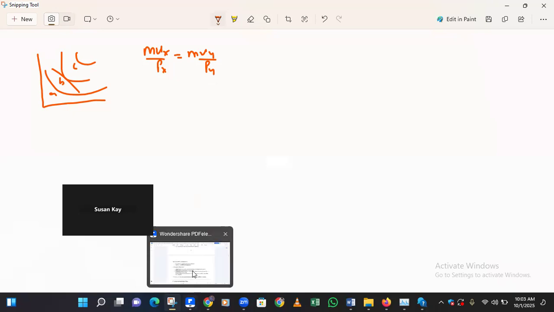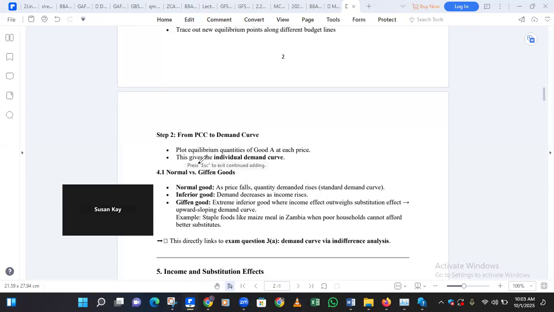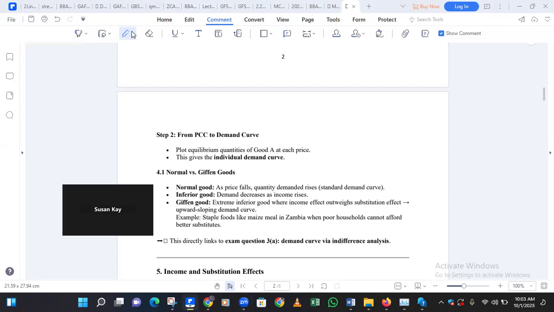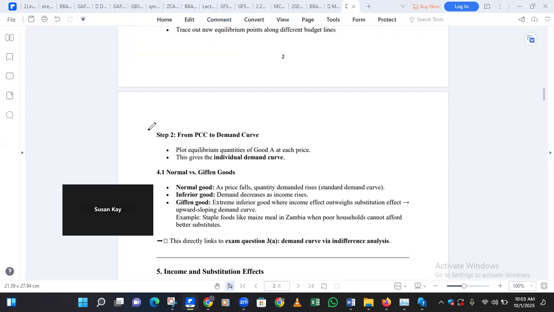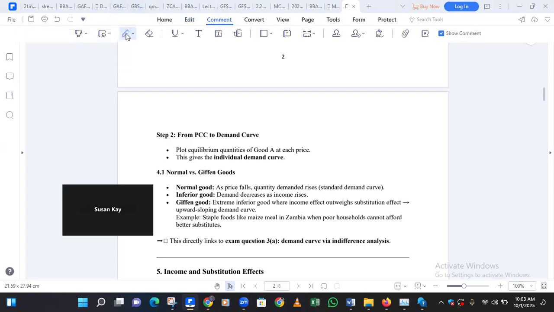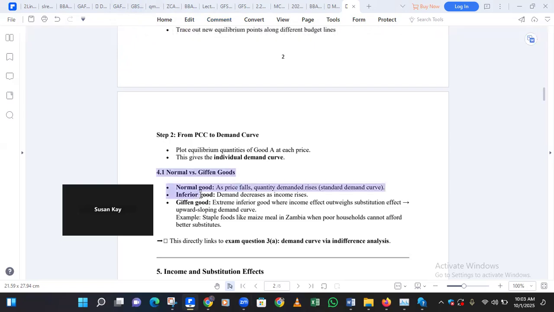Okay, so that is it. What else did we say? When there is an increase in the price of one good, what happens? There'll be a tilt which will cause a decrease in consumption of that particular good.